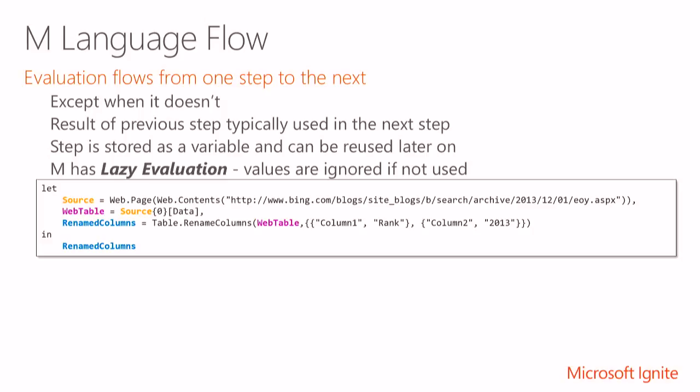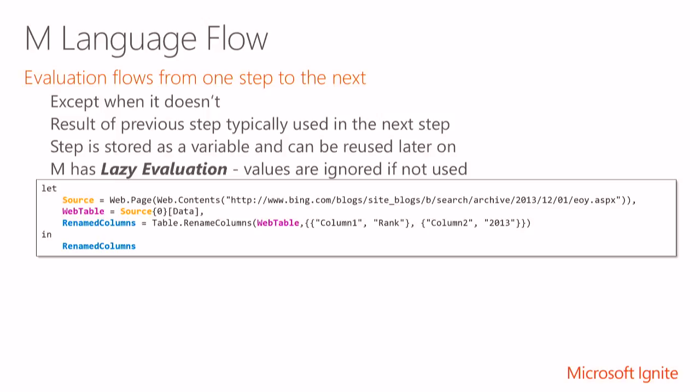So here on my first line, I'm connecting to a web page, which is my Web.Contents. That's going to return a binary to Web.Page, which is going to parse that binary as a web page and extract some tables. And that stores it in a variable called source. Source is used on the next line, where I'm iterating in to grab the first item of the list of data in there and refer to the data table. That gets stored as a web table variable. And then I'm using web table in the following line, where I do a Table.RenameColumns. I'm renaming column 1 to rank, column 2 to 2013. Store that in rename columns, and then return it as my return value.